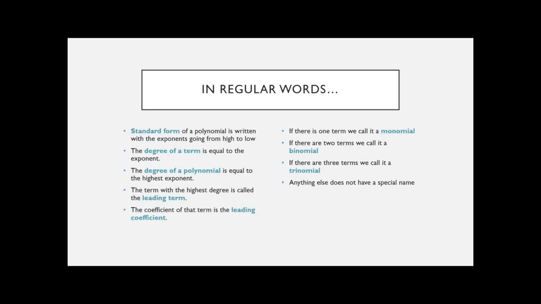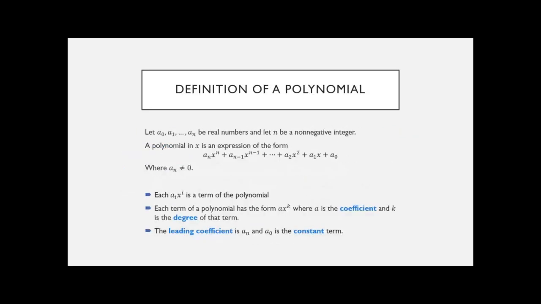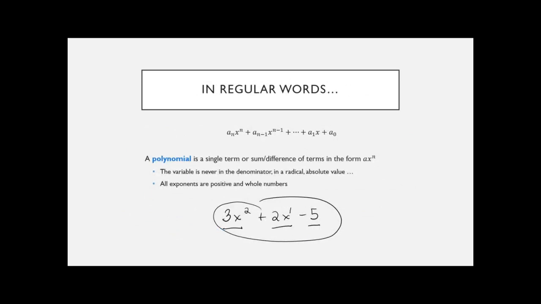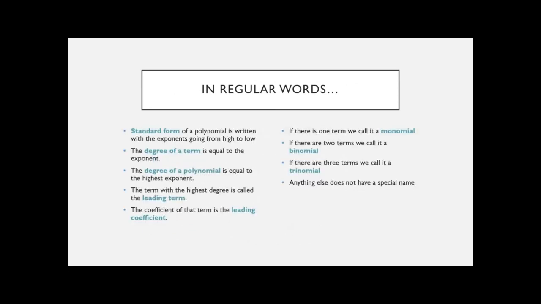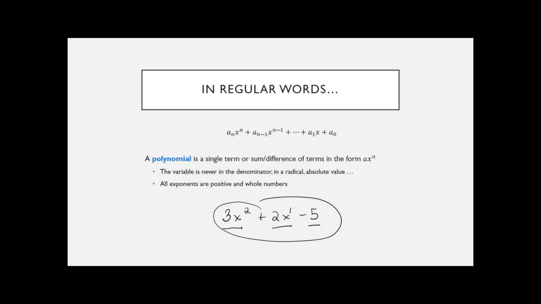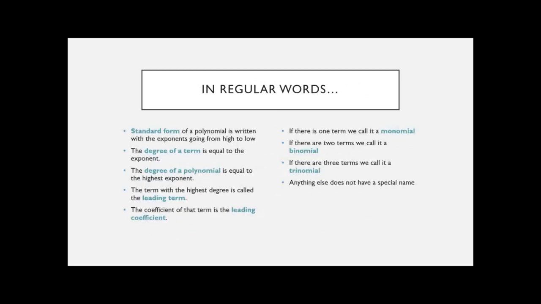The term with the highest degree is called the leading term. So the 3x squared is the leading term. The coefficient of the term is the leading coefficient. So 3 is considered the leading coefficient here, because it's the number in front of the highest term.